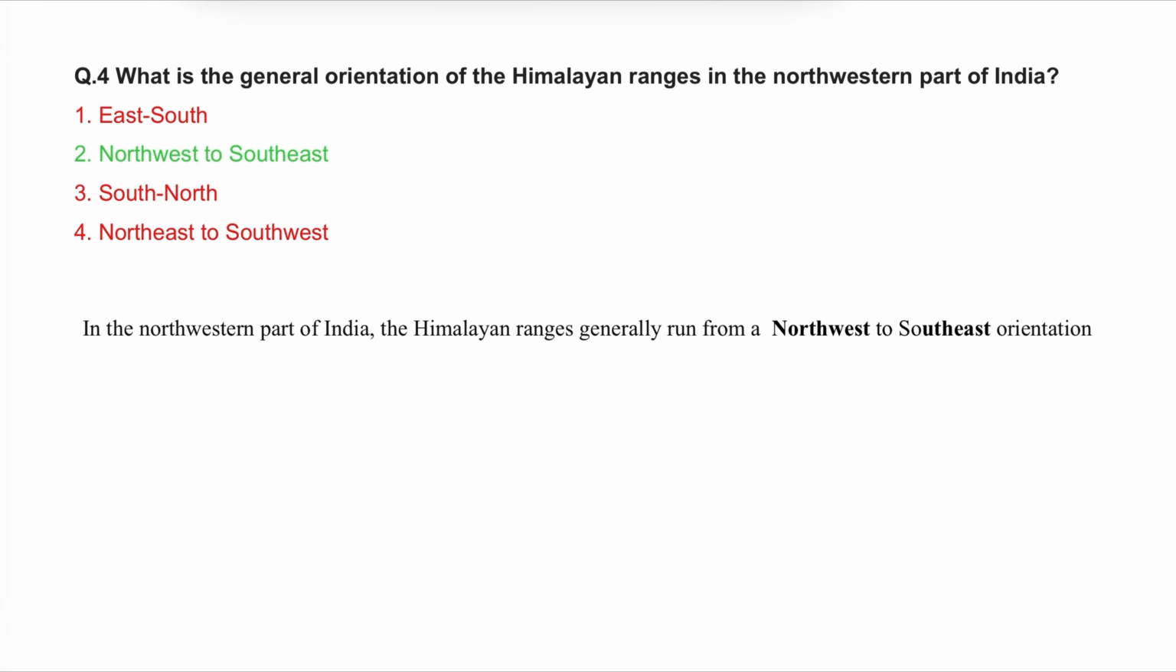Question number 4. What is the general orientation of the Himalayan ranges in northwestern part of India? So in northwestern part of India, Himalayan ranges generally run from a northwest to southeast orientation. Correct answer is northwest to southeast orientation.